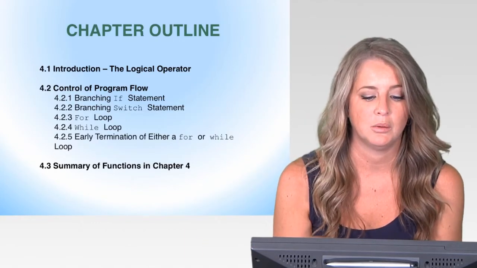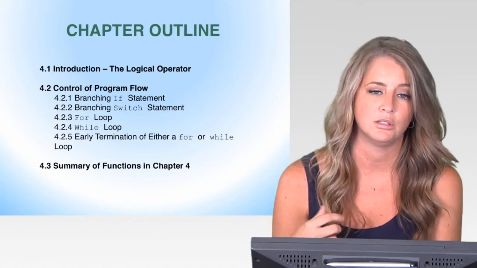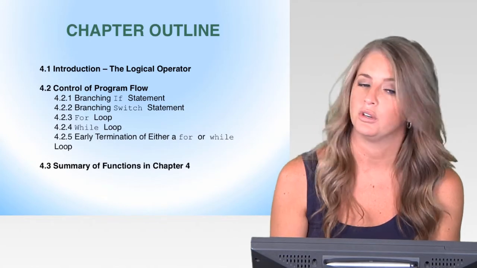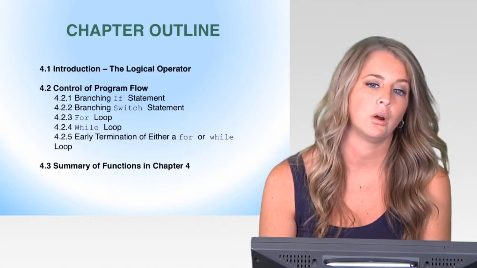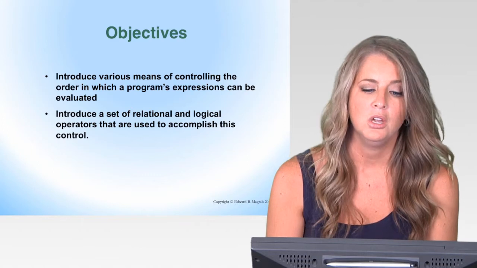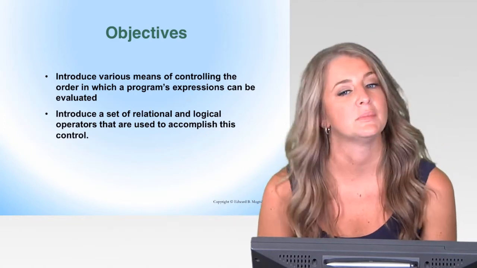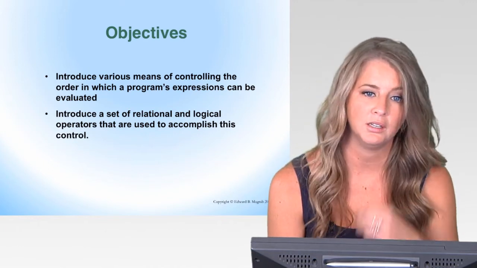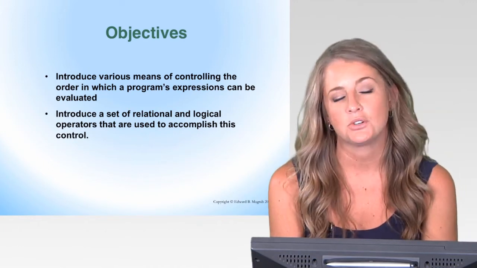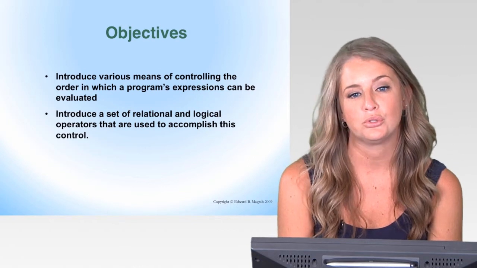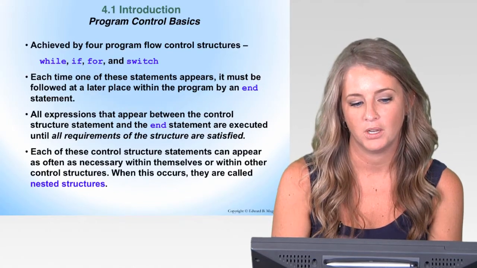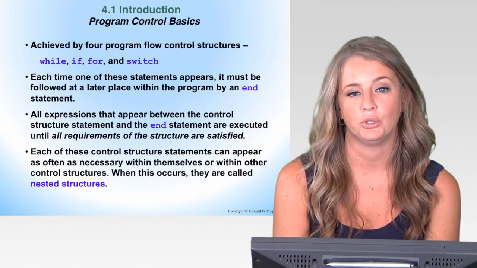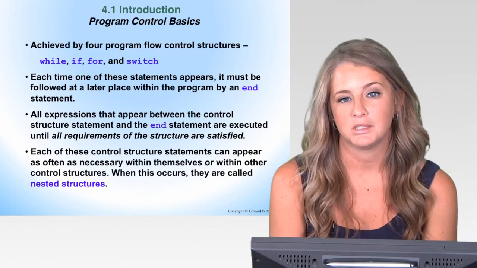We're going to be introducing branching statements and loop statements. And then we're also going to show some methods that you can use for early termination of either a for or while loop. So our objectives are to introduce the various means of controlling the order in which a program's expressions can be evaluated. And we're going to introduce a set of relational and logical operators that are used to accomplish this control.